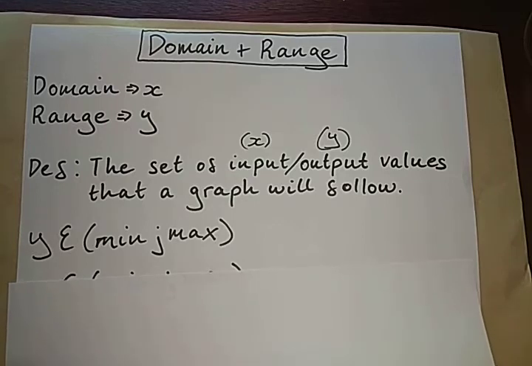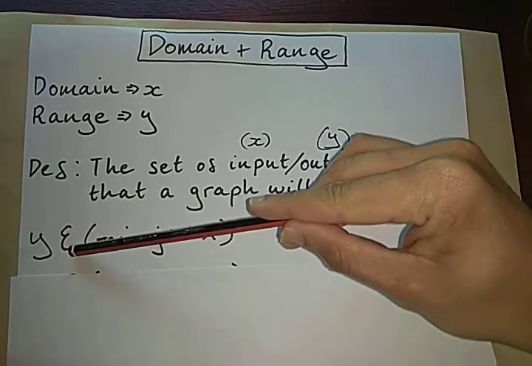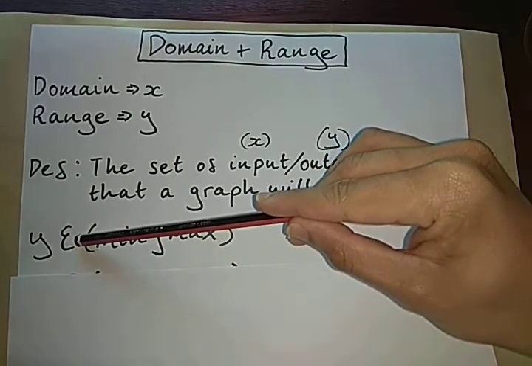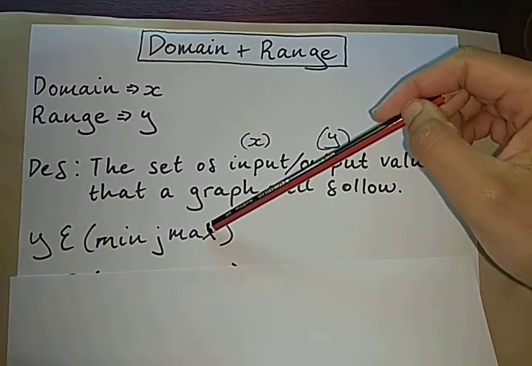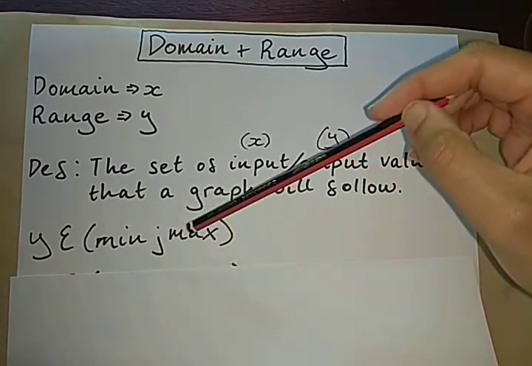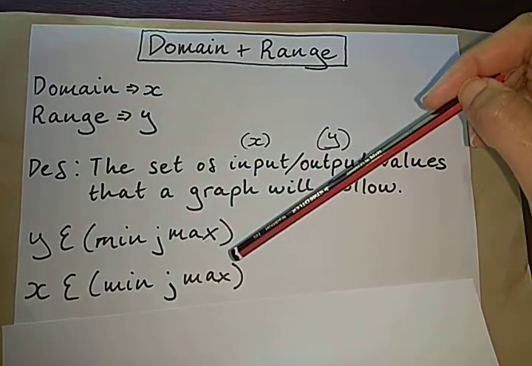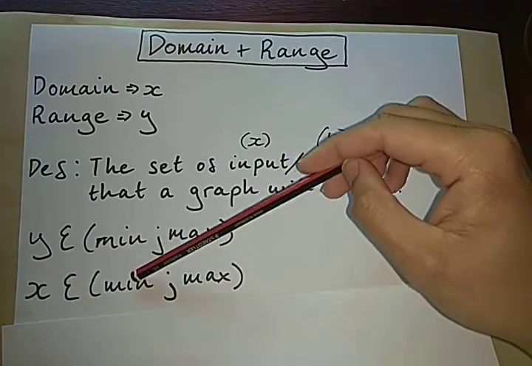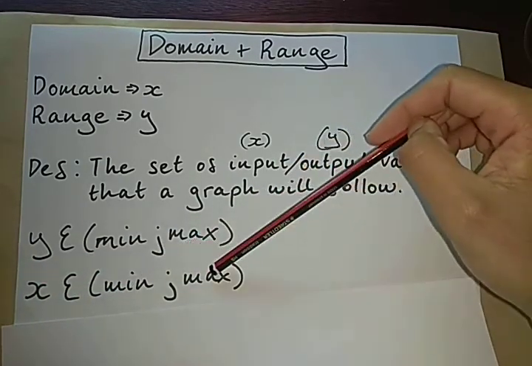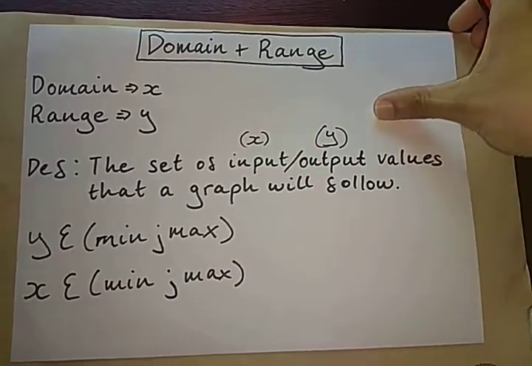If we wanted to find the range of a graph, we will always express it as y is an element, this backwards e means y is an element, of the graph's lowest number on the y-axis up to its highest number. Very similar to the way that we write coordinates. The domain is expressed in an identical manner, where instead of y we say that x is an element of its lowest number on the x-axis up to the highest number. Let's look at a few examples of domain and range.